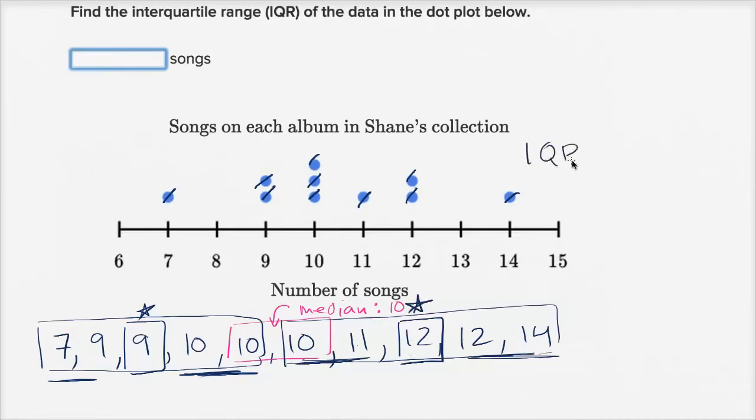Interquartile range is just going to be the median of the second half, 12, minus the median of the first half, 9, which is going to be equal to 3. So if I was doing this on the actual exercise, I would fill out a 3 right over there.